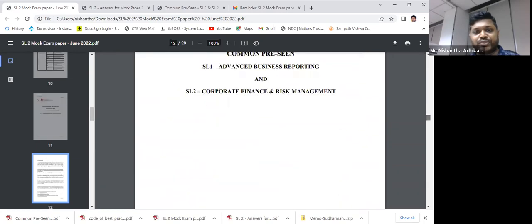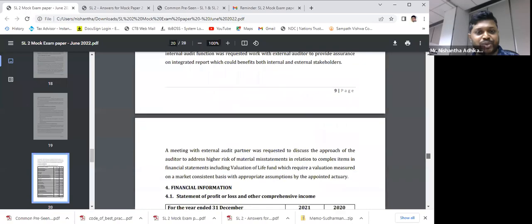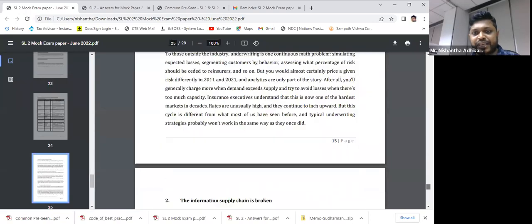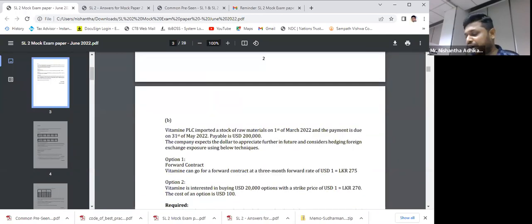Okay, these are the action verbs and all, and you can see the pre-seen information. All right, that's the end of the mock exam paper. I went a little bit fast because there was some disruption with the internet, and that's why I quickly went through. Hope you have understood. Guys, any questions before concluding the session? Any question you can put into the chat?